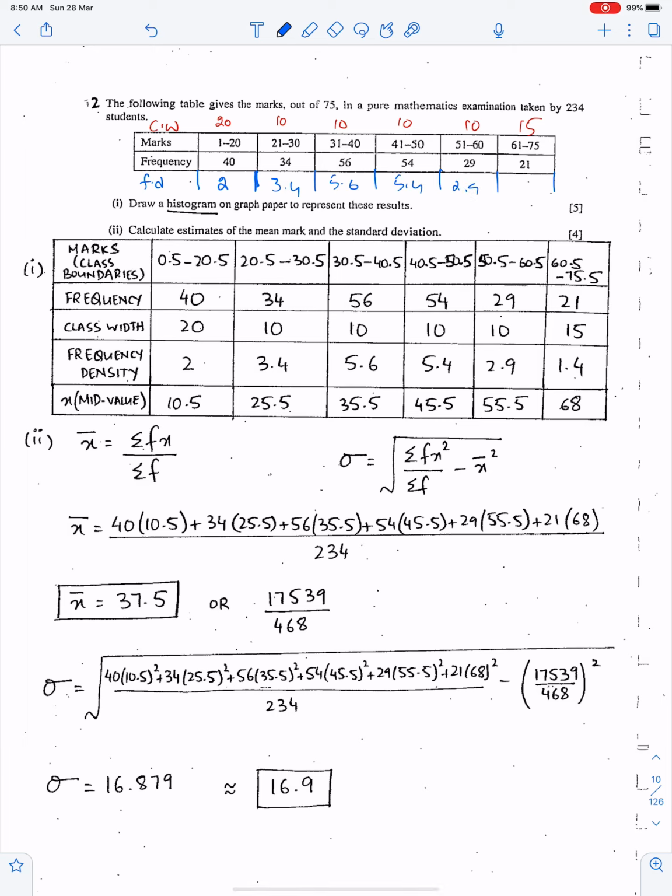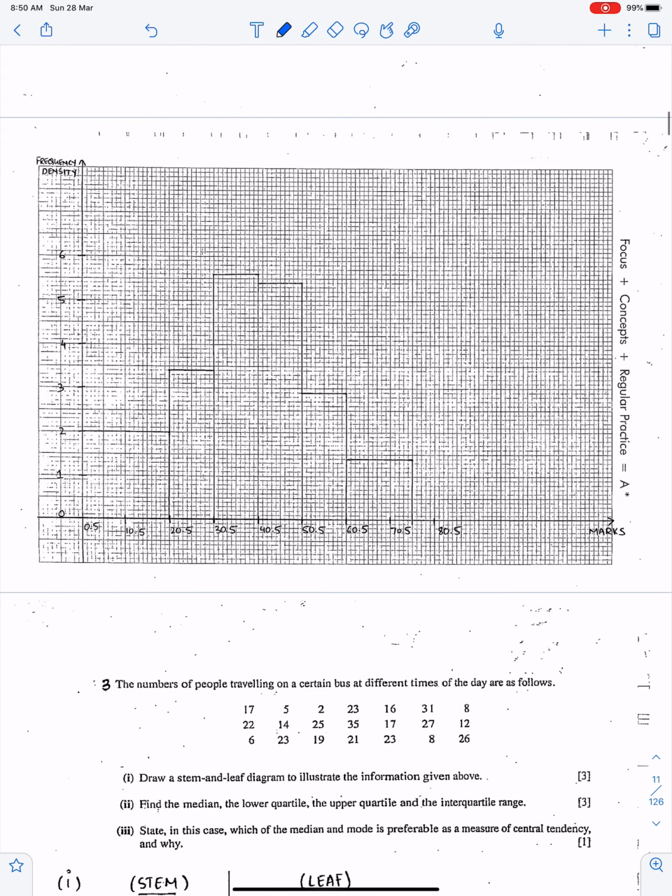5.4, 2.9, and I think this should be 1.4. Yeah, this is here. So for a histogram, you must label the axis, write marks, and write frequency density. Complete, don't write FD, write complete frequency density. And this scale: the horizontal scale is starting from 0.5, so write 0.5 here, and vertical is starting from 0, so write 0 here, and then draw this histogram.